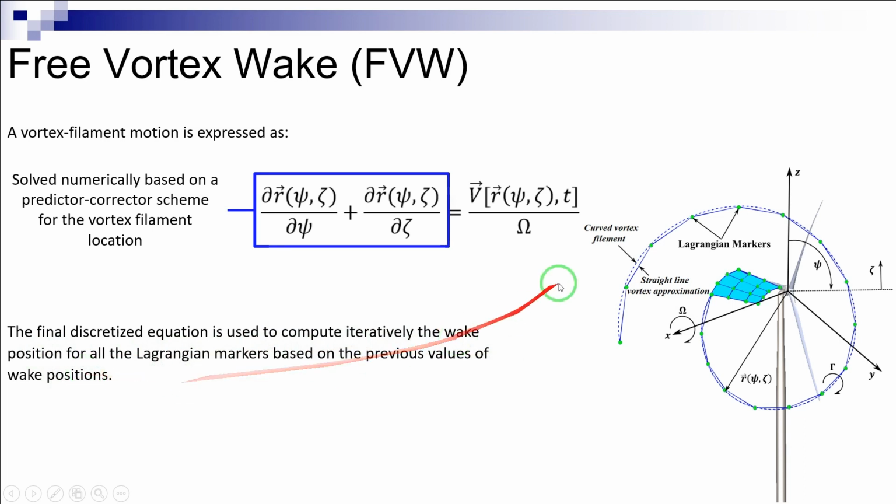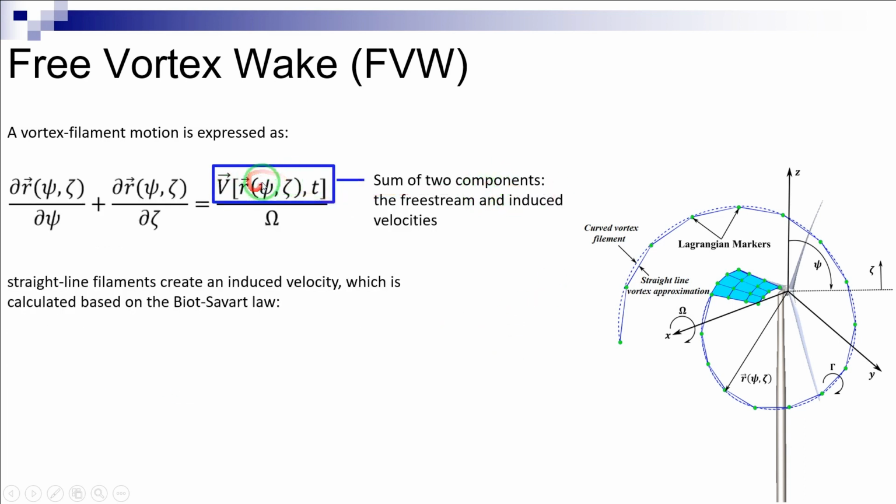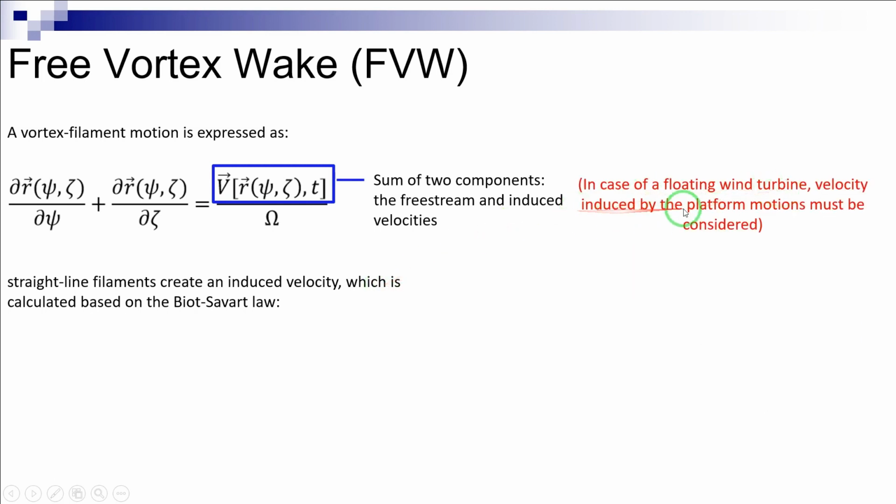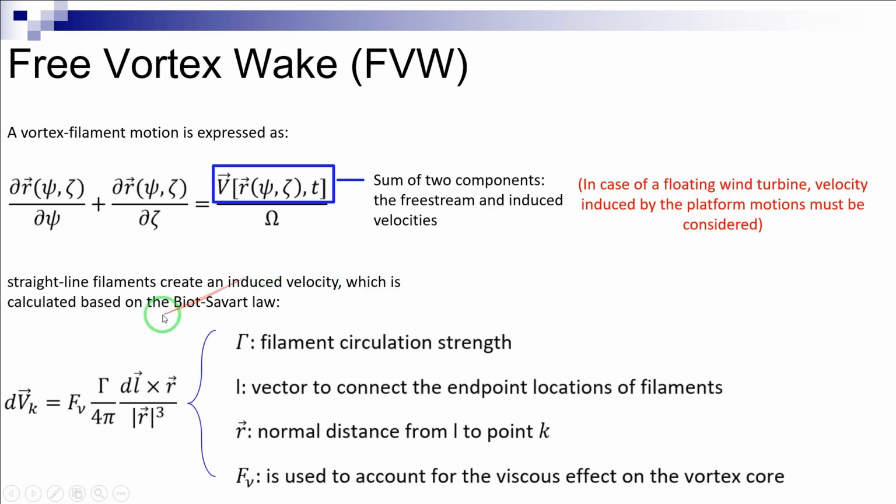The velocity on the right hand side of this equation is the sum of two components, the free stream and induced velocities. In case of a floating wind turbine, one must also consider the velocity induced by the platform motion. Each straight line filament creates an induced velocity at point K, which is calculated based on the Biot-Savart law as presented here. Here, gamma is the filament circulation strength, L is the vector used to connect end point locations of filaments, and R here is the normal distance from L to point K.